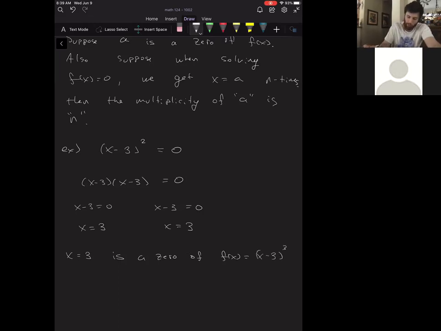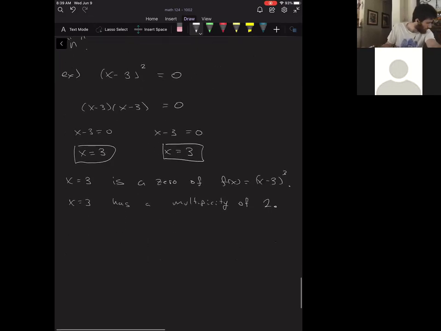However, when we were solving that equation, we got x is equal to 3 twice. That means it has a multiplicity of 2. X equals 3 has a multiplicity of 2, because we get x equals 3 twice when we're solving the equation f of x is equal to 0. All right, so let's do another example.